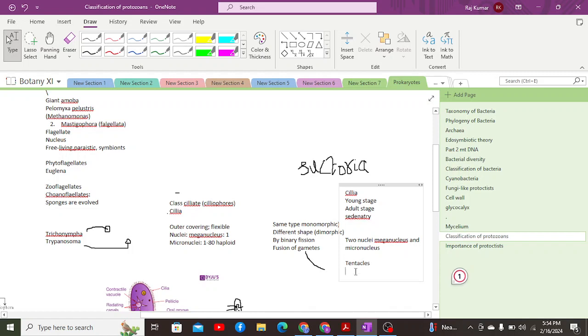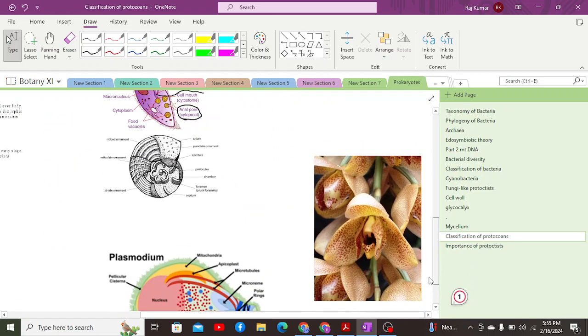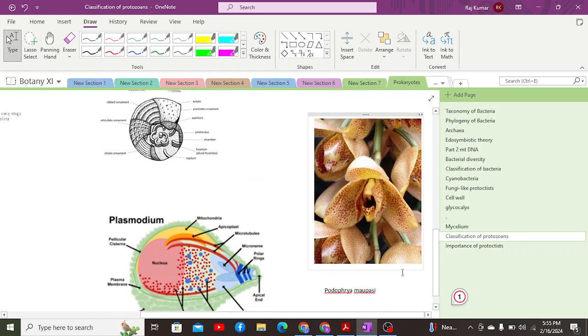to catch and paralyze their prey, to pierce their prey. And some of them also have adhesive knobs in order to stick to their prey. A good example of this is Acineta. The scientific name is written Podophrya maupasi.